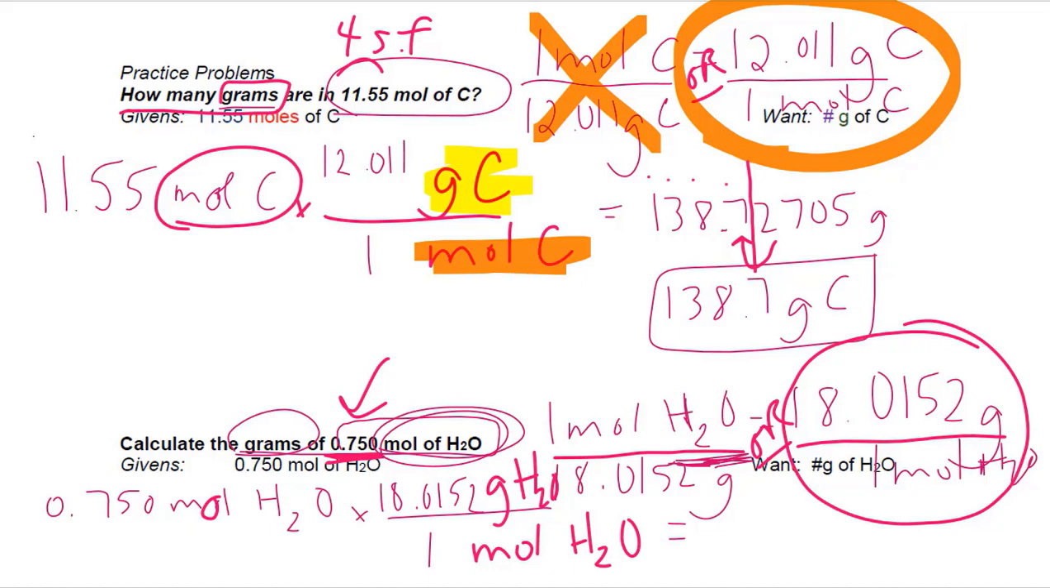And when we plug it into the calculator, we get 13.5114 grams of water. I'm going to check my significant figures. Again, we started with 3 sig figs. I'm going to go, all right, 1, 2, 3, draw a line after that 5. That 1 is not going to change my 5. So that's 13.5 grams of H2O. Make sure you label it.